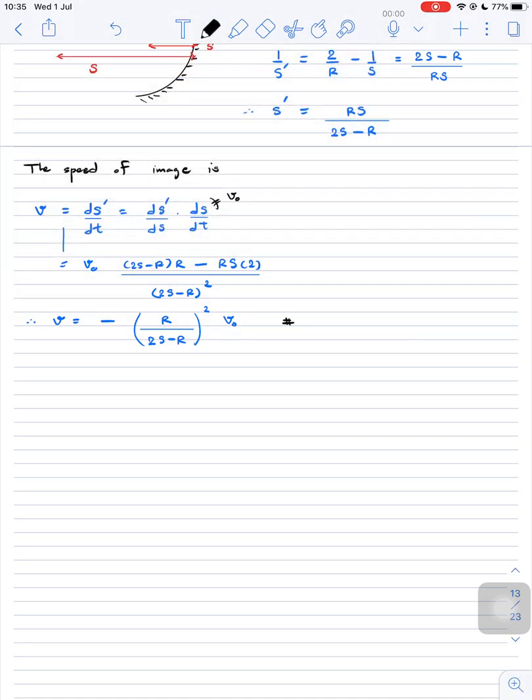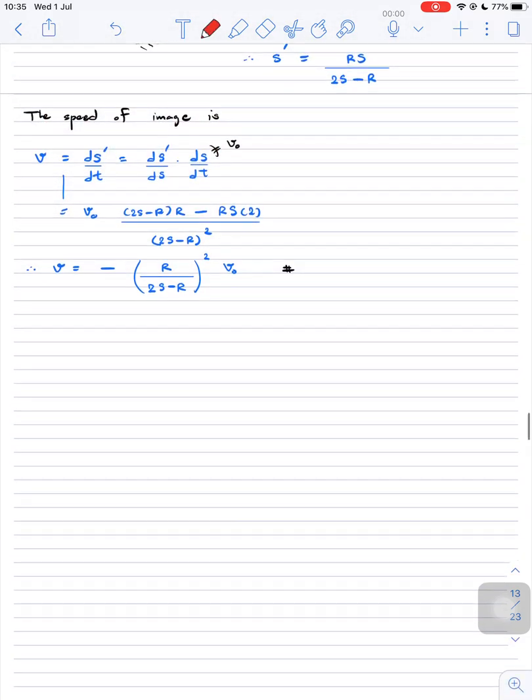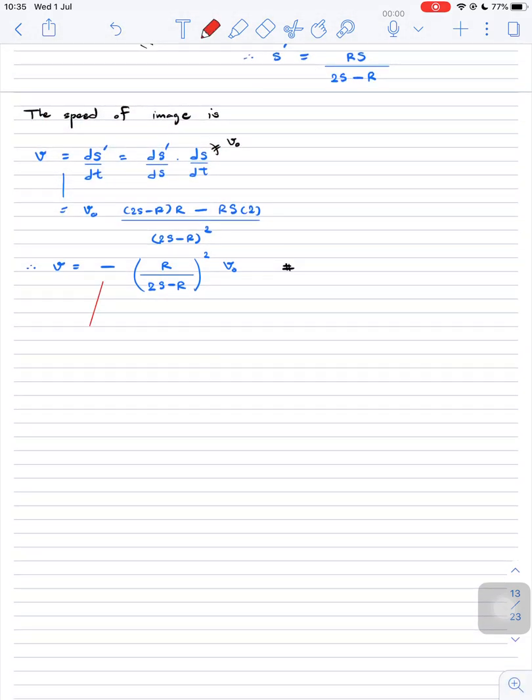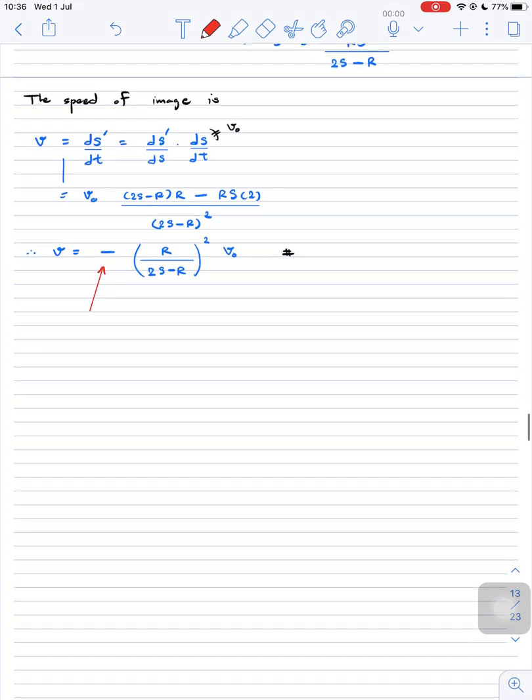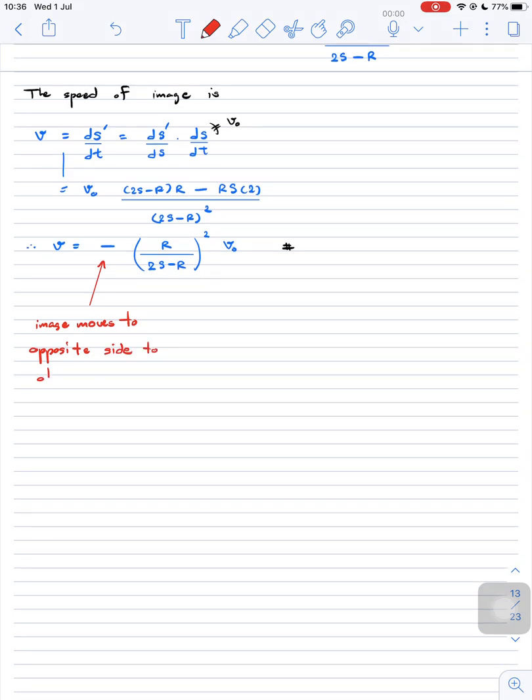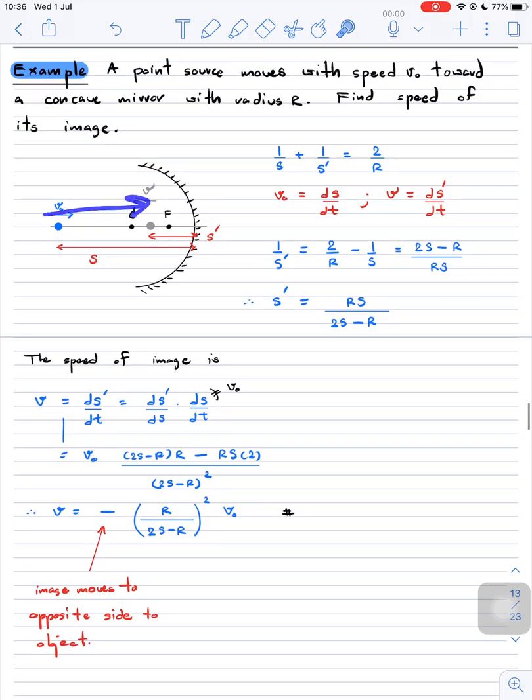One thing that you can notice from this equation is this negative sign. This negative sign just means that the image moves to the opposite side to the object. For example, if the object moves to the right hand side, the image will move to the left hand side here.